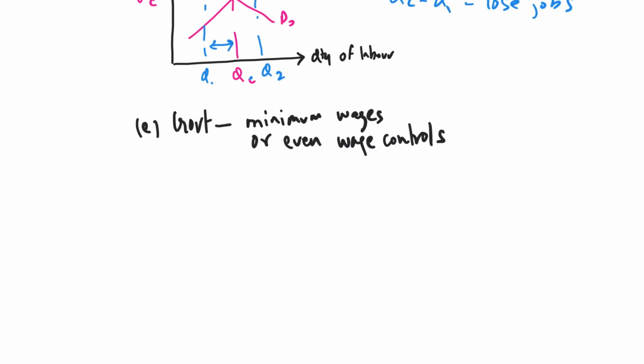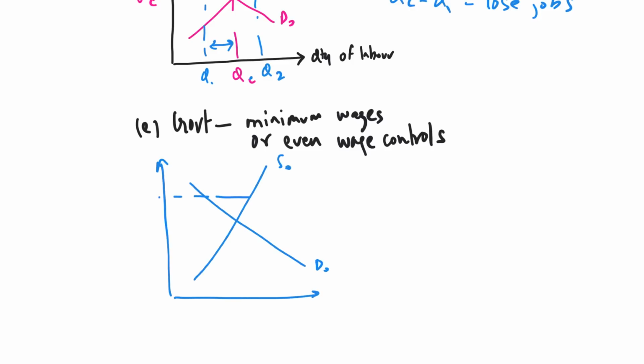Then comes your government situation. Government can control in terms of minimum wages, which could be shown like this: demand and supply, wages above equilibrium, like W, let's call it G. As a result of this, again, we're looking at unemployment of Q2 minus Q1.